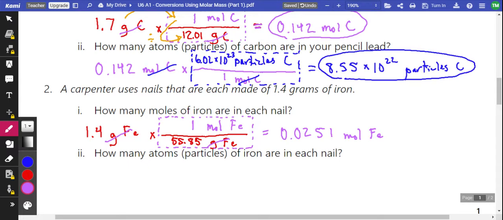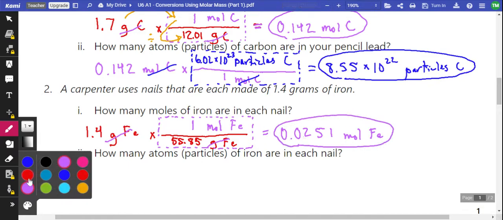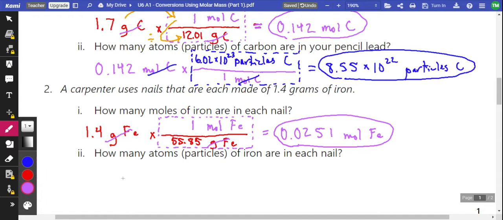All right. The next question is, how many atoms, aka particles, of iron are in each nail? Again, we just did something like this, but we did it for carbon instead. Now we're doing it for iron. So let's take what we had before, our number of moles, and convert that into particles. Since we know the relationship between moles and particles, let's take this down here, just like we did for this one.